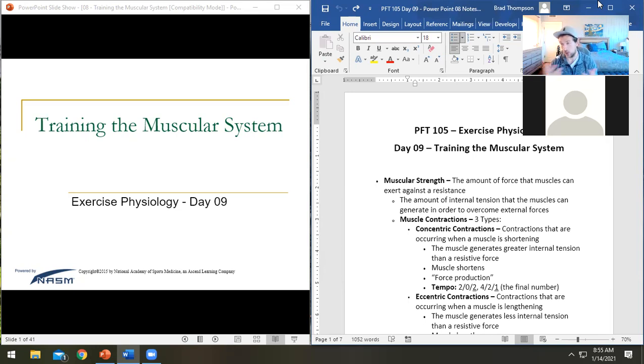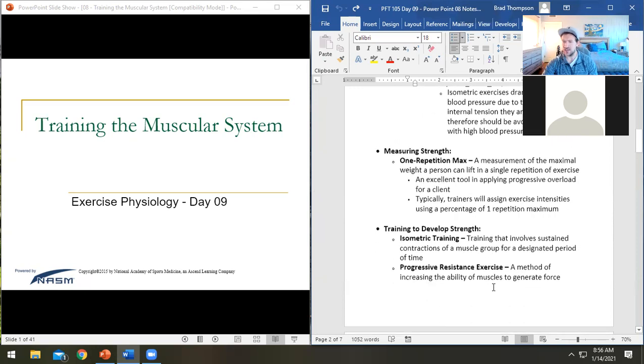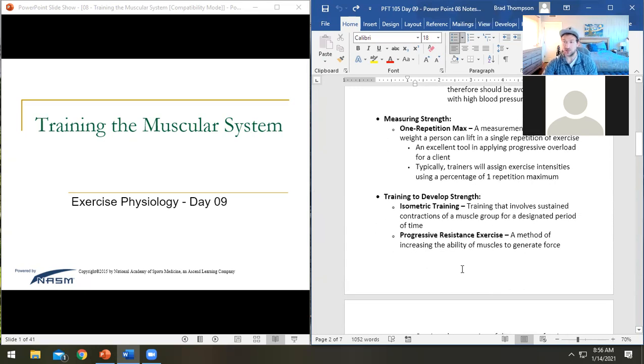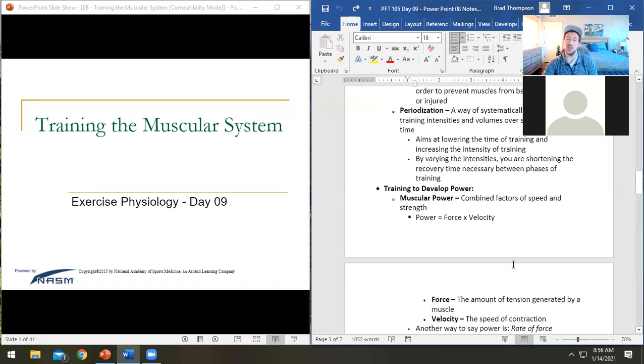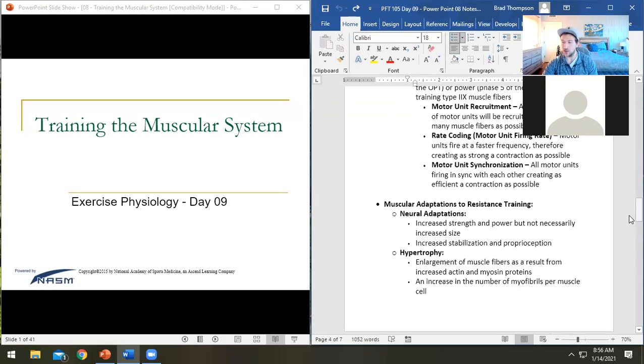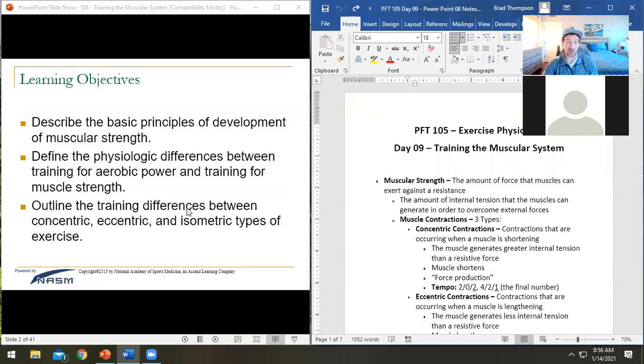And so we're going to look at what strength really is, and how to test for it. Different parts of muscular contractions, we'll review that again. So concentric, eccentric, isometric. We will talk a little bit about one rep maxing, isometric exercise and how that can result in strength, variable resistance training, plyometrics, which is huge, and then force versus power, and the different types of adaptations that we have, neural adaptations versus size versus power and things like that.